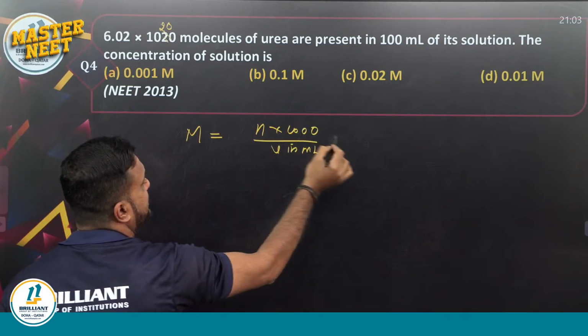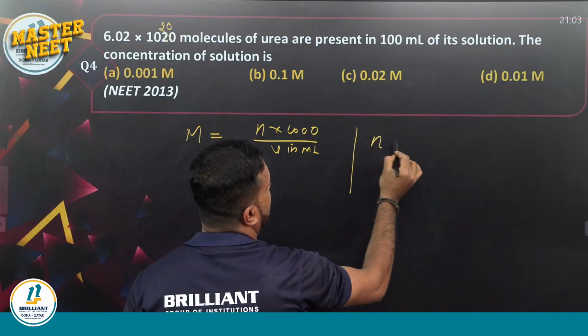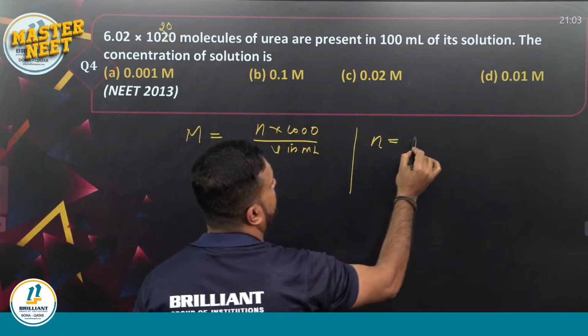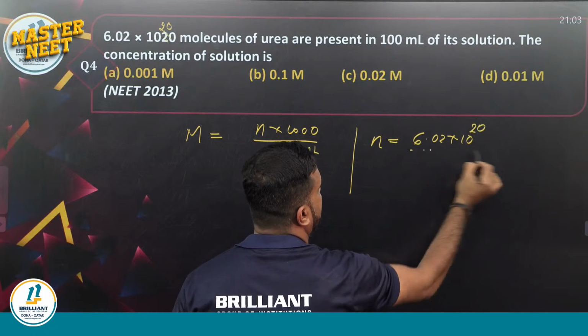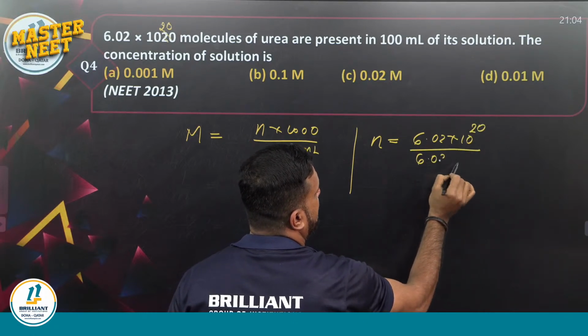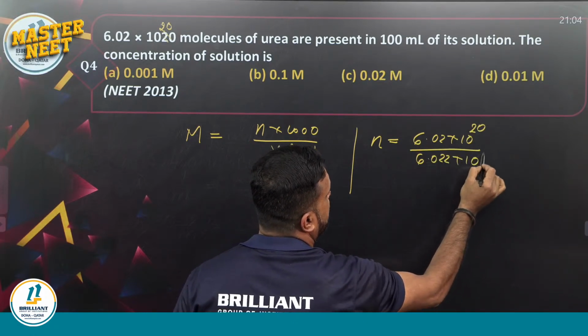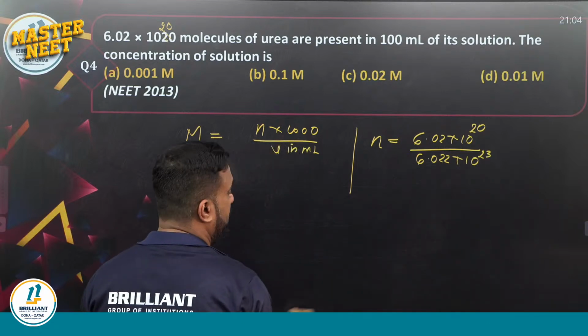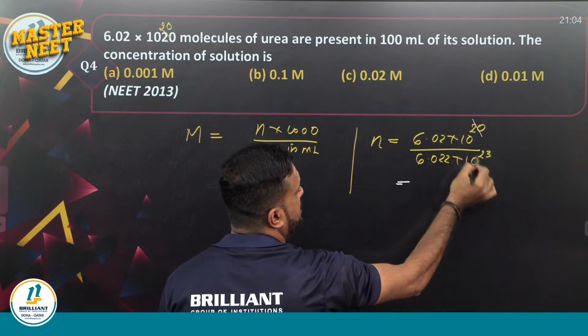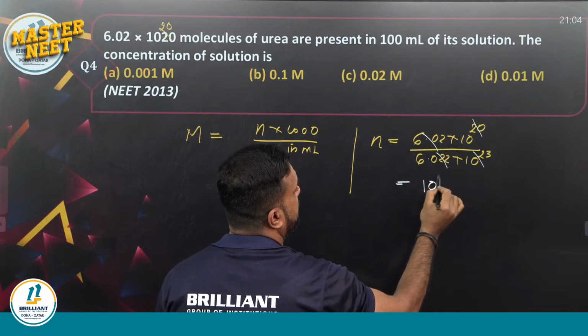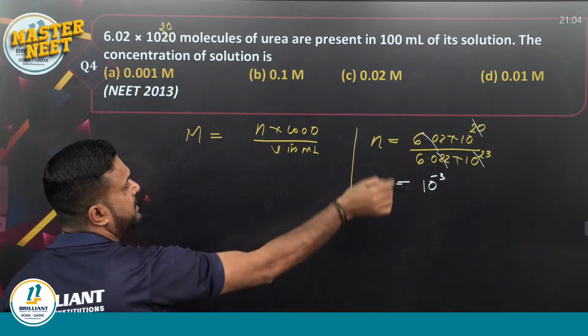This equation we have, but the number of moles we don't have, but we have an equation. Number of moles equals the given number of particles, 6.02 into 10 power 20, divided by the Avogadro number of particles, 6.022 into 10 power 23. The given number of particles divided by the Avogadro number is called the number of moles. The 20, this one cancels, 10 power minus 3, correct? That 3 comes to the numerator.